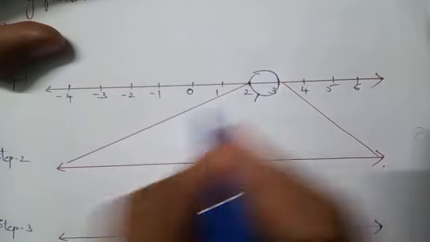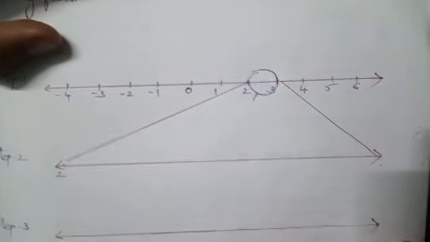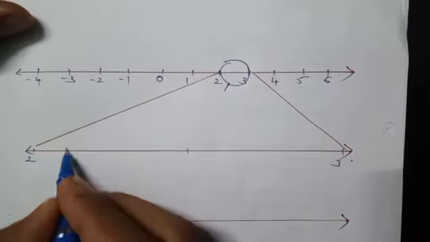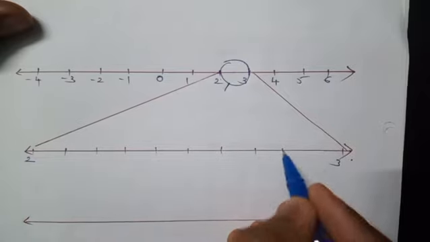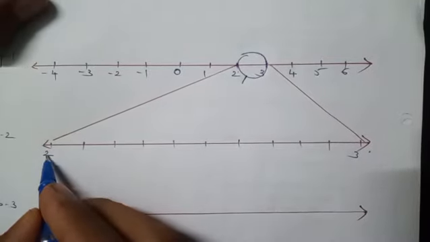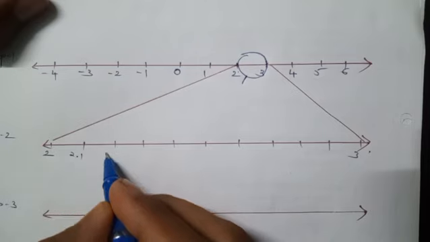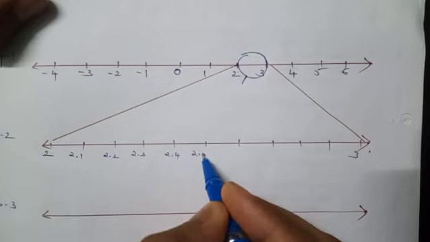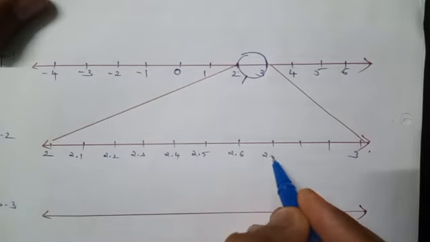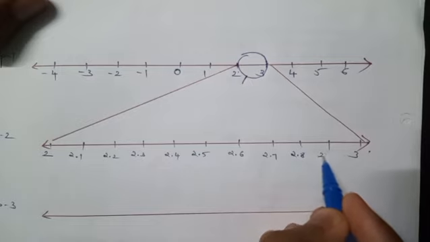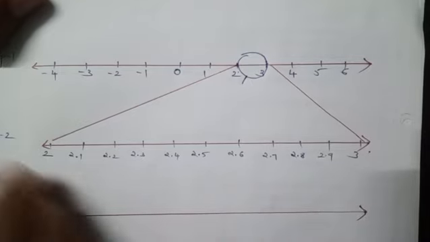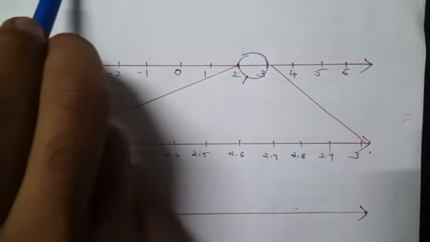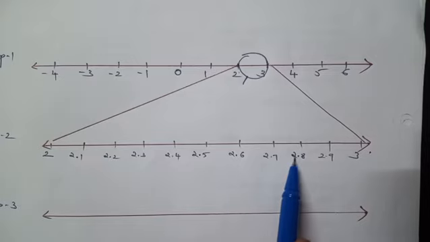Here, 2 is here and 3 is here. So in the center, 4, 1 2 3 4, 1 2 3 4, after 2 what will be there? 2.1, 2.2, 2.3, 2.4, 2.5, 2.6, 2.7, 2.8, 2.9 and 3. So this is the method. Now next, there is 2.8. See, 2.8 is here.